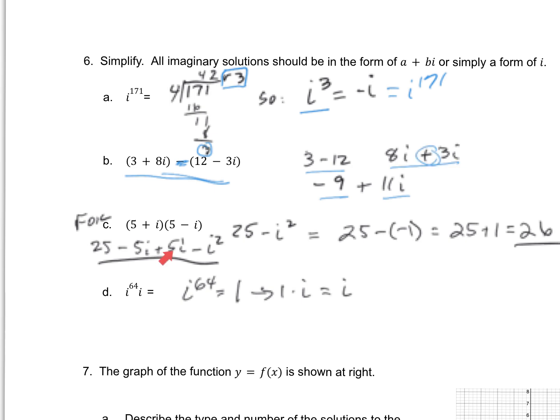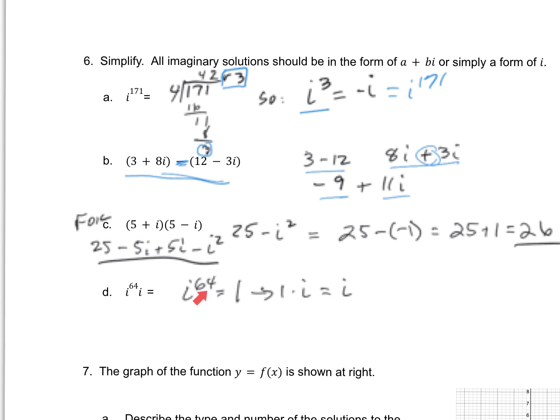All right, now, this is 5 plus i, 5 minus i. I know this is the difference of squares, but just to show you, if I FOIL it, it's plus 5i minus 5i, or minus 5i plus 5i, so those will go away. And then 25 minus i squared is the same thing as 25 minus a negative 1, which is 25 plus 1, which is 26.